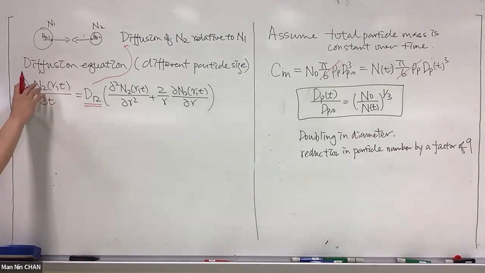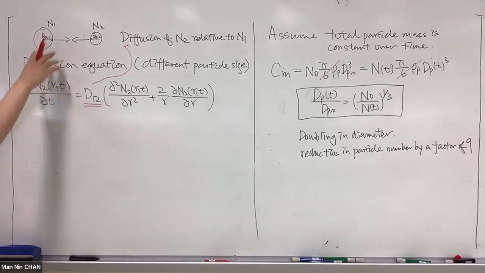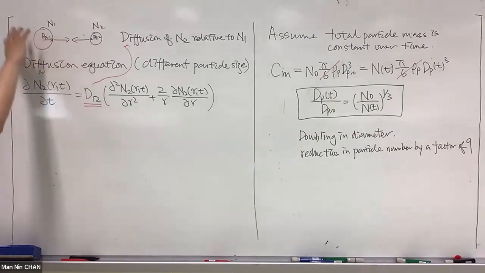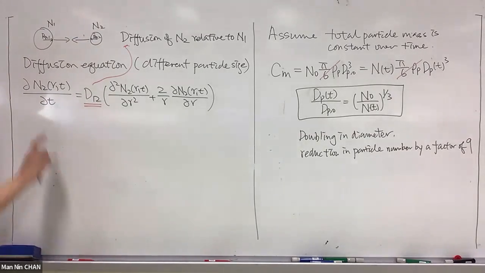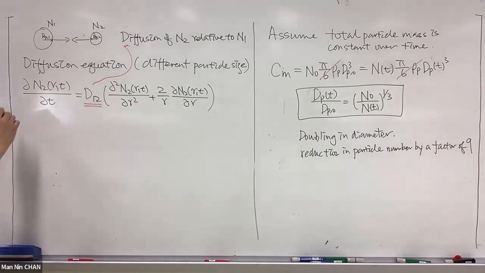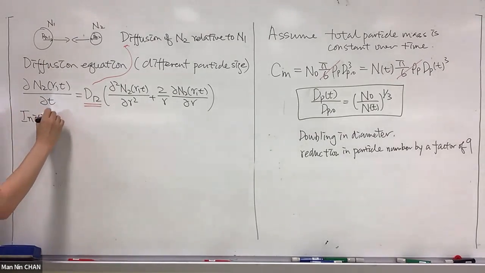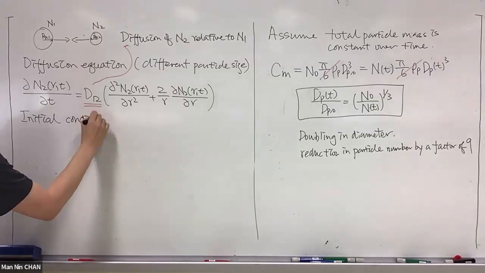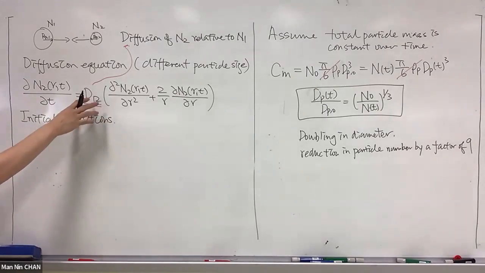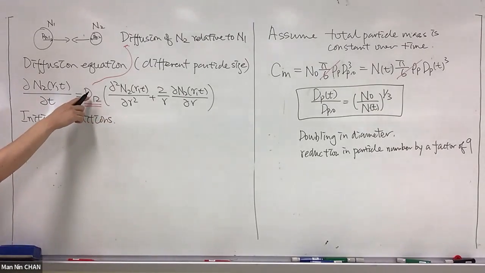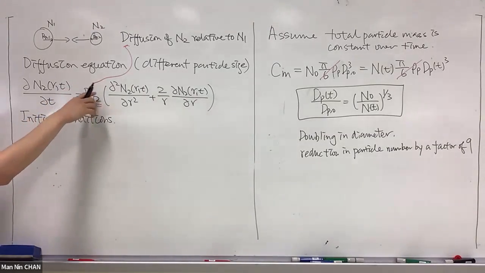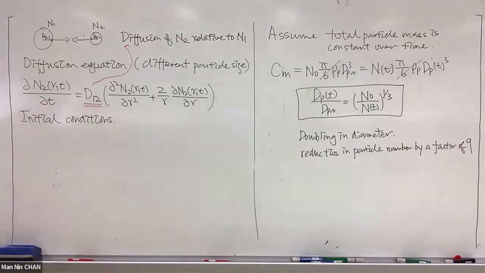Then if you solve this equation, that will give you the concentration of your N2 around your N1 particle at a different time and at a different radius, away from the center of the N1. Of course, you also get the same initial condition. I think we can go through this quickly, because the only difference in the equation is the diffusion coefficient. Now this is the diffusion coefficient D12, which means the diffusion of your N2 relative to N1 here.